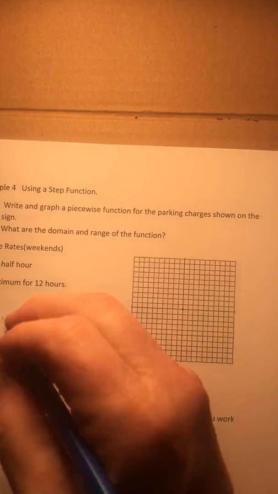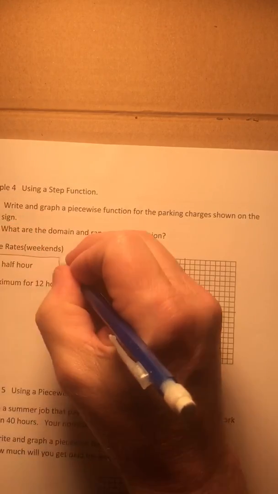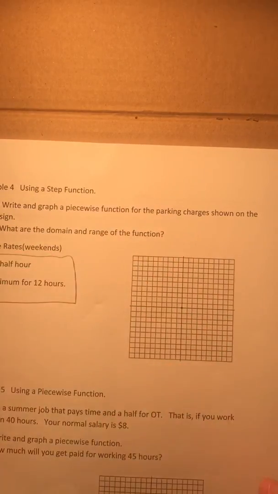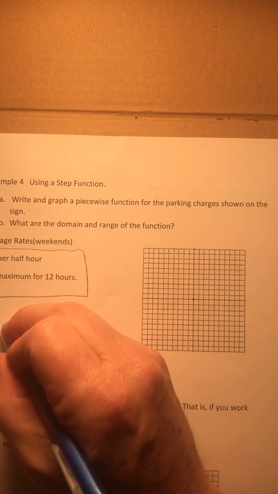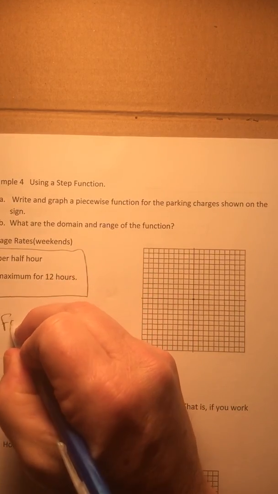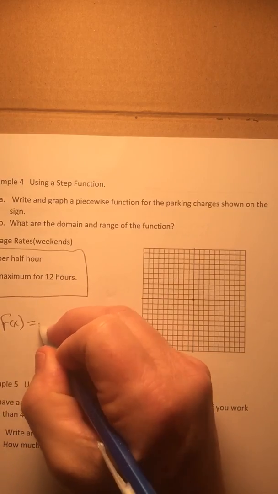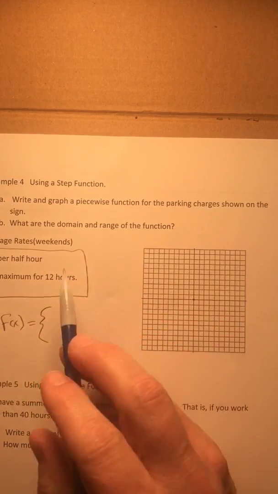Again, this is our step function. This is the sign that they have. So the first thing we have to do is change this into a step function. It would look like this: f of x equals.